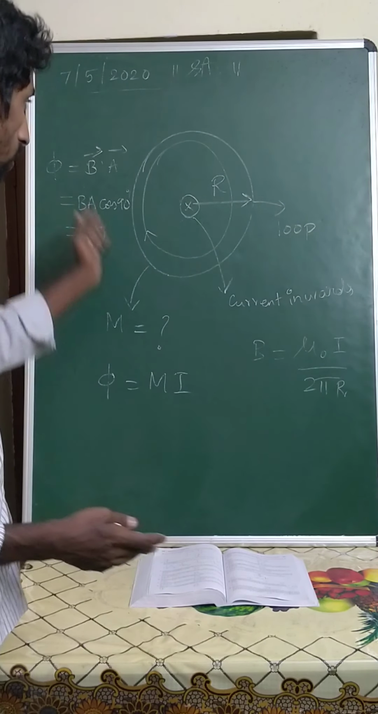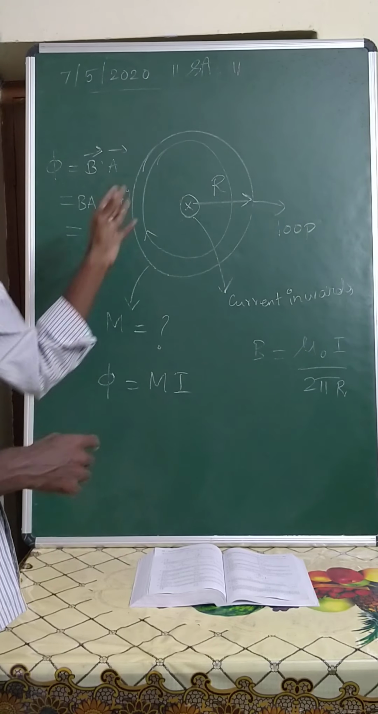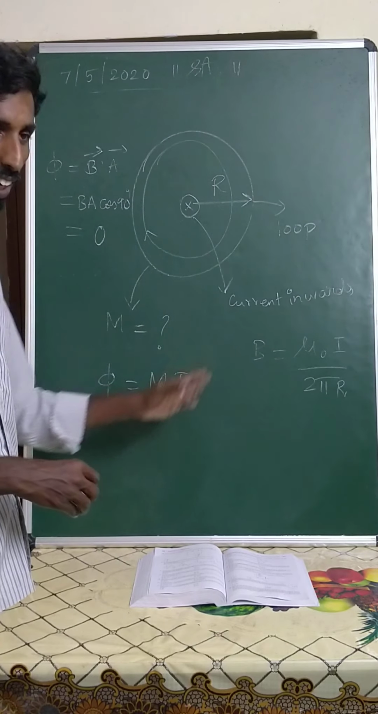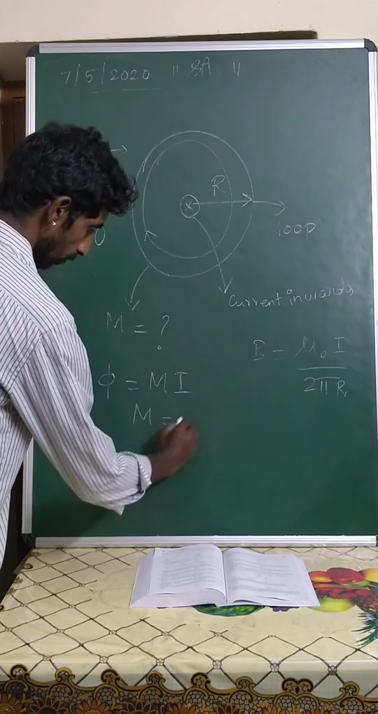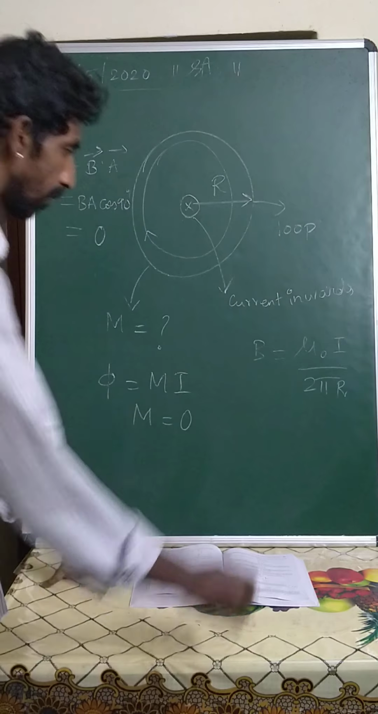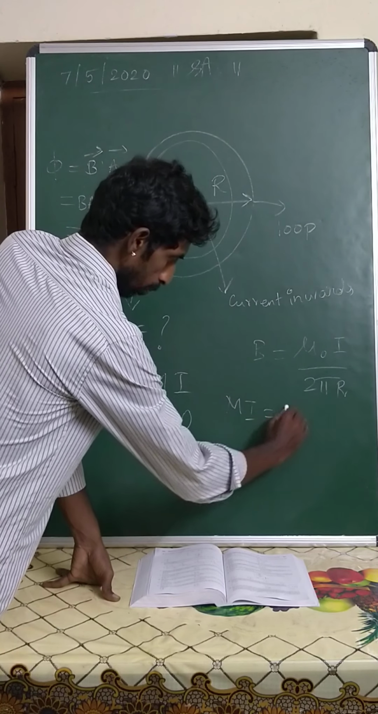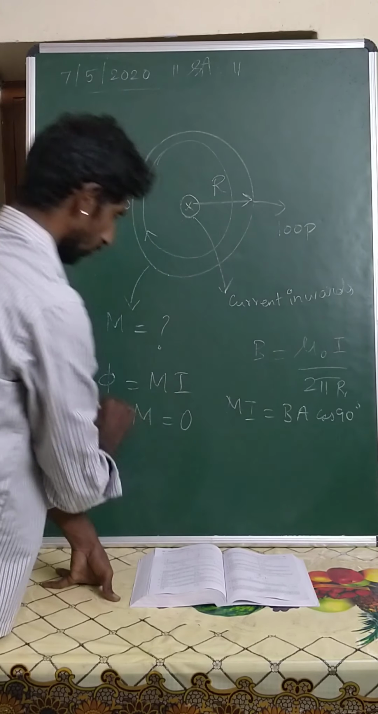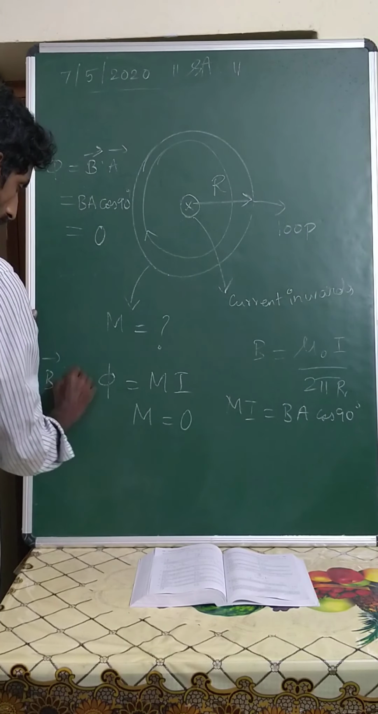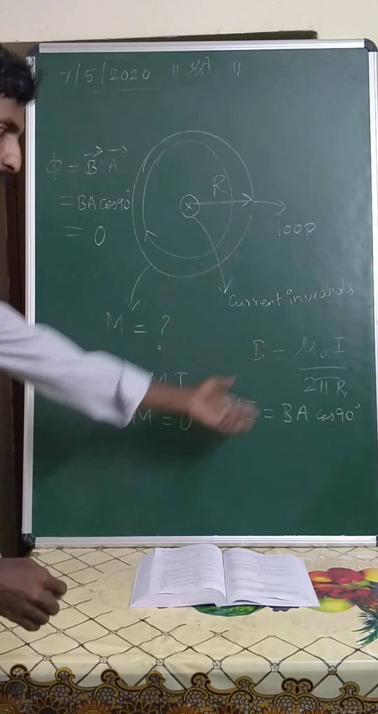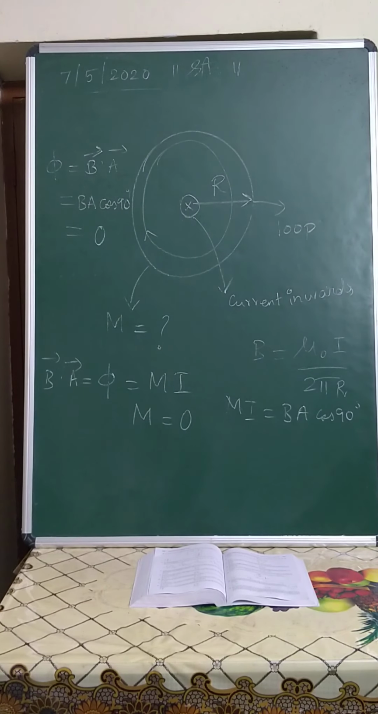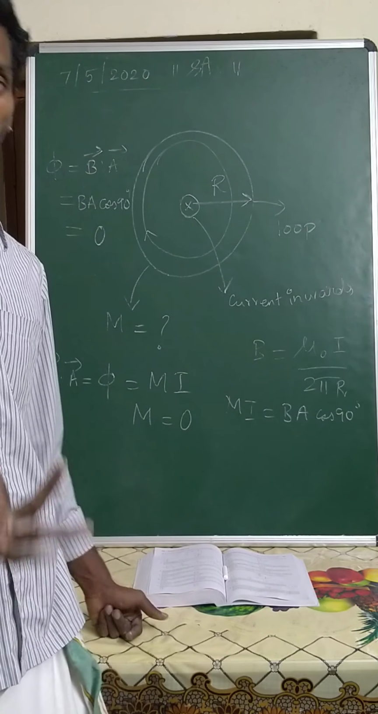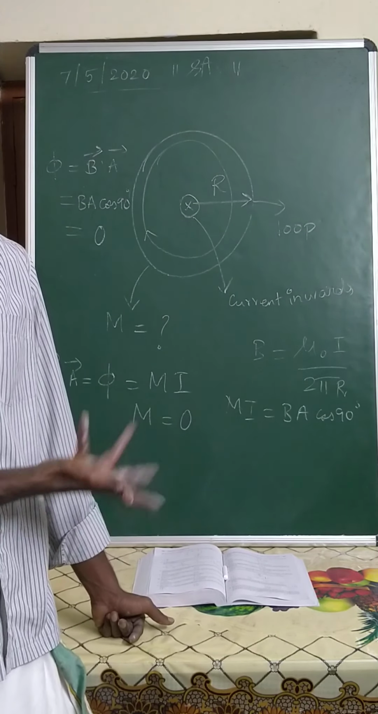And the magnetic field is perpendicular to the area of the loop, so flux will not be enclosed. So mutual inductance in this case we can say is 0. Because we know that M I is equal to B A cos 90, because flux is equal to B dot A, which we have already written. So it will be 0. So mutual inductance will be 0 because of this reason. You can say the coil has some self-inductance, but mutual inductance is impossible.